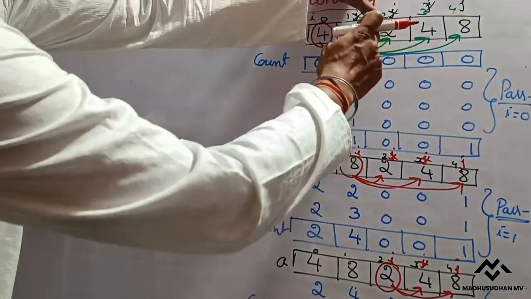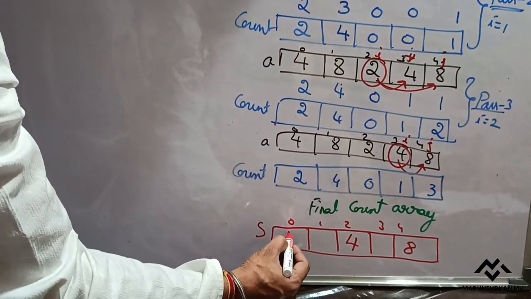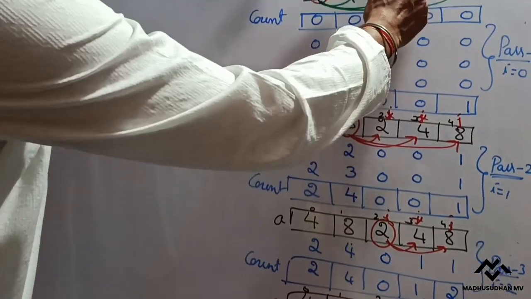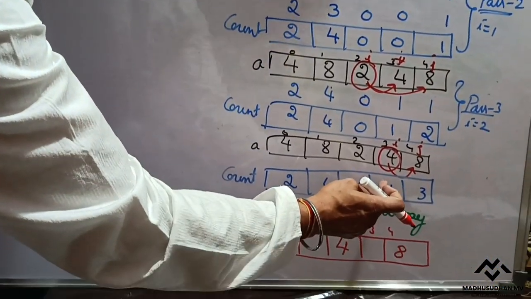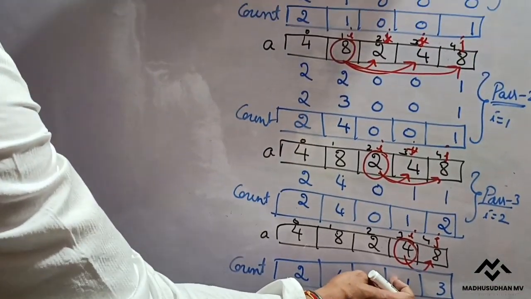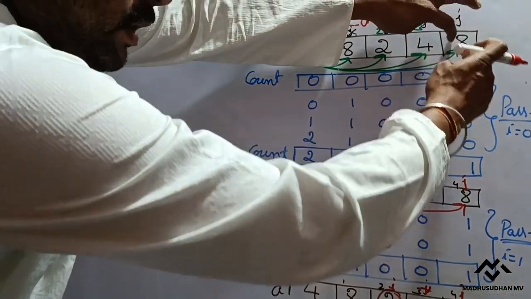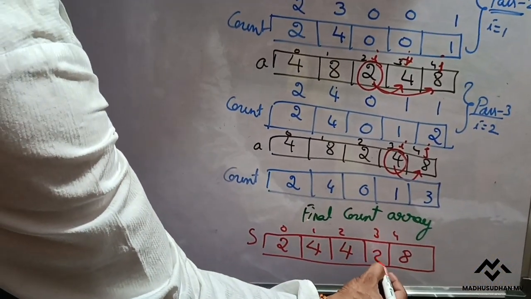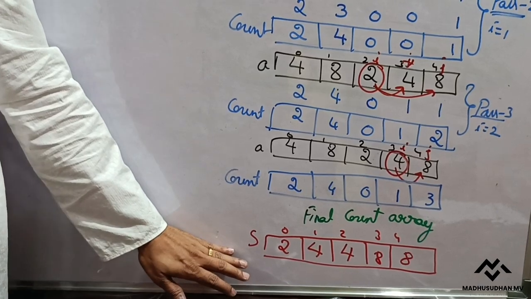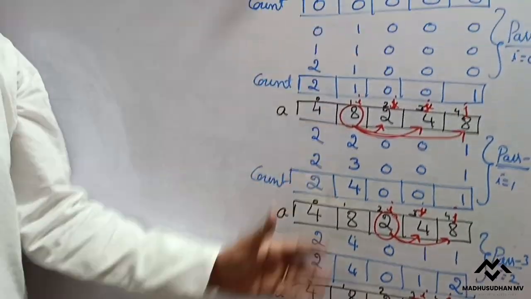Next, 2. Element 2's final count is what? 0. That means in position 0 write this element. So next 4. The final count of 4 is what? 1. That means write 4 in position 1. So final 8. What is the final count of 8? Position 3. So write 8 in position 3. So this is my sorted array. Okay, this is how our comparison counting sorting works.